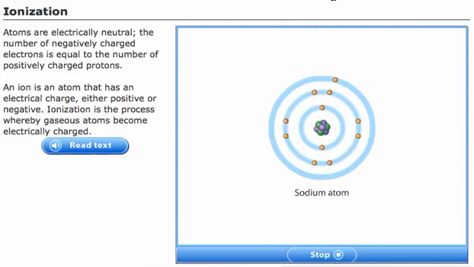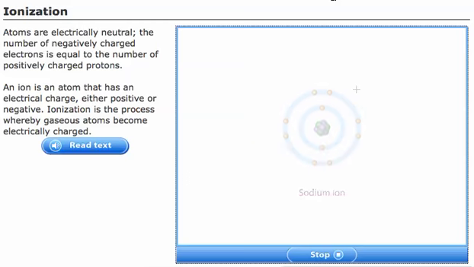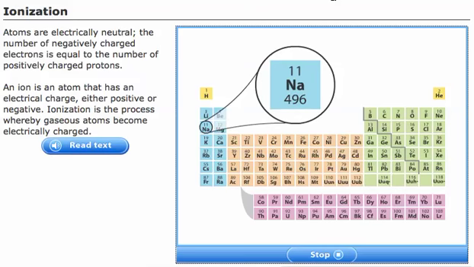Ionization is any process that causes a gaseous atom to become electrically charged. A sodium atom is ionized when energy is added to remove an electron. The amount of energy required to do this is called the ionization energy. Ionization energies differ among atoms. This table shows the ionization energy required to remove the first electron from an atom.